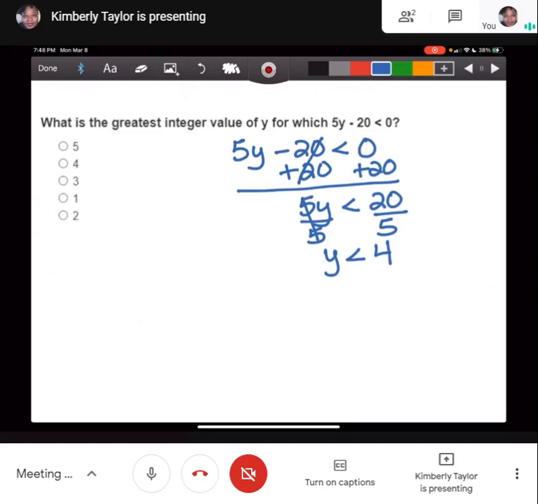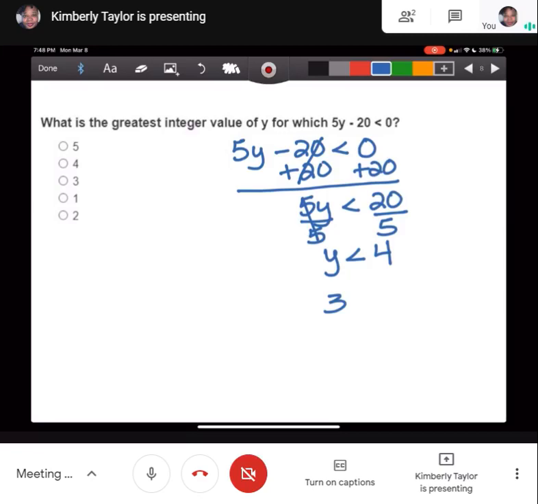Well, an integer is a whole number that could be positive or negative. So there are no decimals, there's no fractions, okay? So the numbers that are true for this inequality are anything less than 4. So the next integer that's less than 4 is going to be a 3.